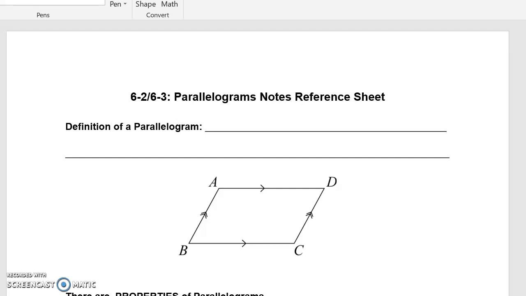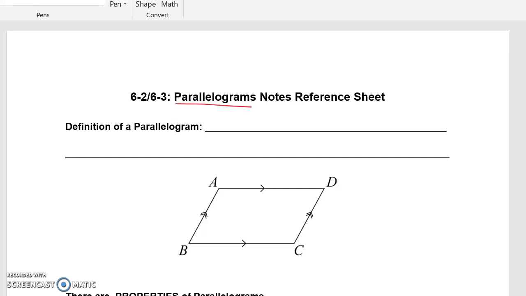We just finished up 6.1, which was interior and exterior angles of polygons, and we're done with that. All right, and now the next couple sections of chapter 6 are all about different shapes and properties specific to them. So we're going to start with parallelograms.